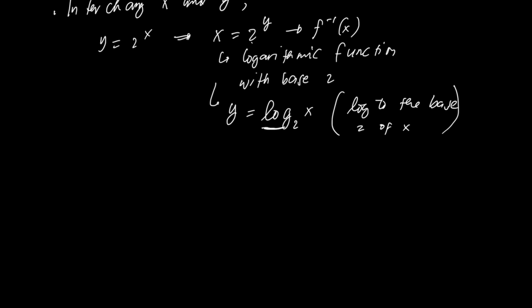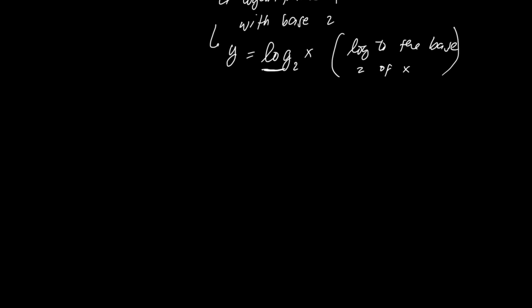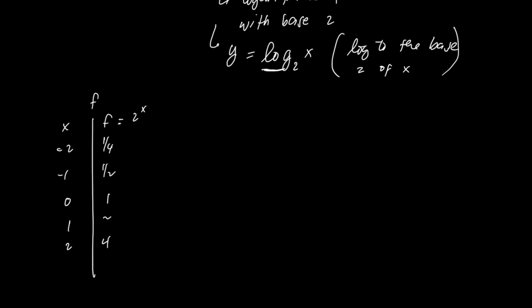Now if we take the values of x for f of x equal to 2 to the x, like what we have done a while ago, for x negative 2, our f of x is 1/4. For x negative 1, that's 1/2. For x 0, that's 1. For x 1, that's 2. And for x 2, that's 4.